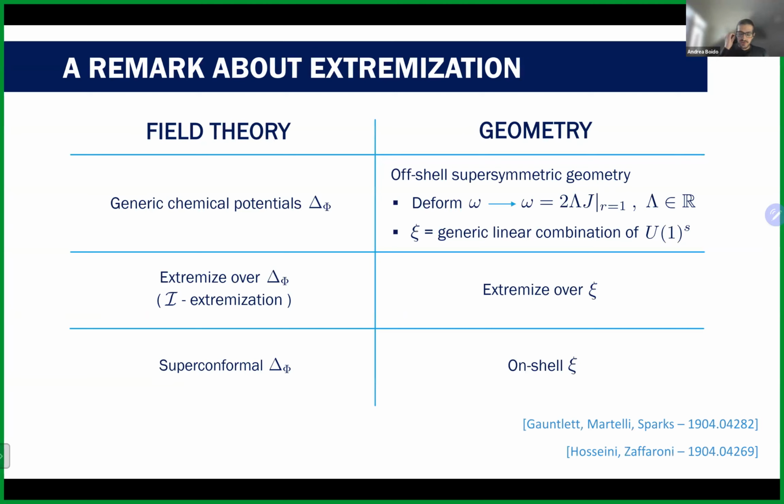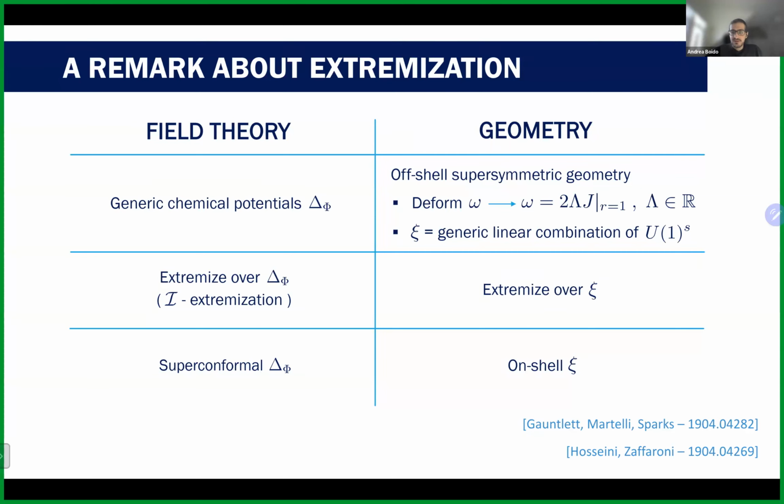Now let me make a remark about extremization. All that I said so far, in field theory, was off-shell in some sense, given that the chemical potentials we have, delta phi, are generic. Then the picture you should have in mind is that you want in the end to extremize over these deltas, and that's what is called I-extremization, which leads you to the superconformal R-symmetry.